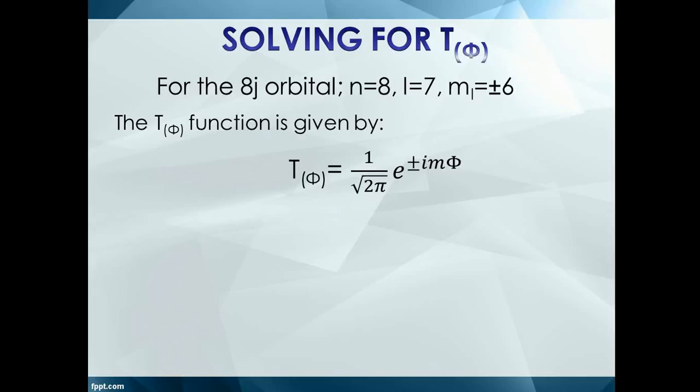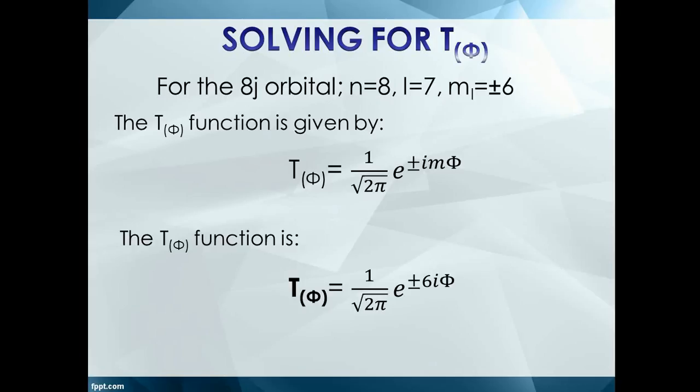For the T phi function, it is given by T phi is equal to 1 over the square root of 2 pi e raised to positive or negative i m phi. The T phi function is 1 over the square root of 2 pi e raised to positive or negative 6 i phi.